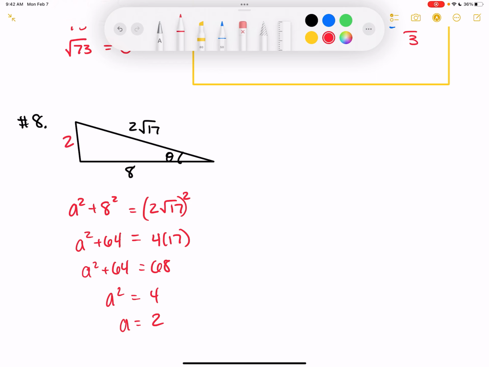Alright, so then a is 2. Alright, so then, bless you. Thank you. Sine of theta, cosine of theta, tangent of theta, cosecant of theta, secant of theta, cotangent of theta.